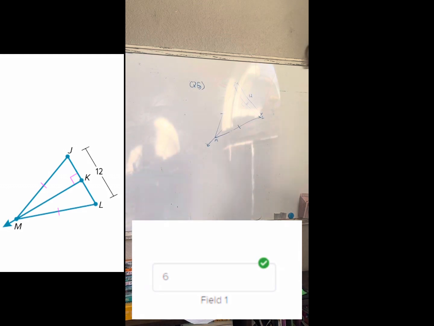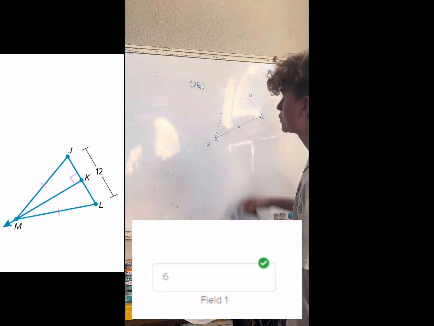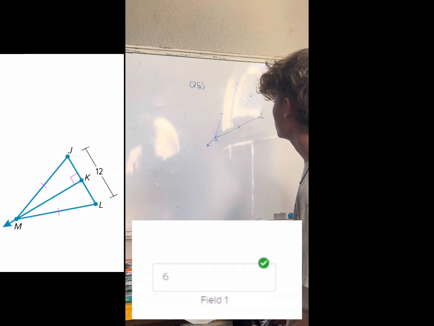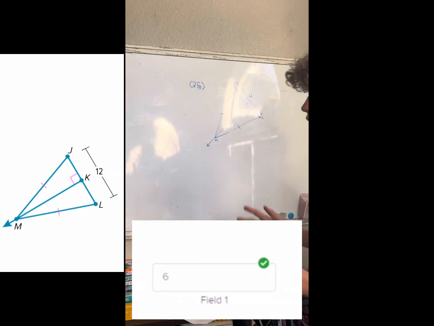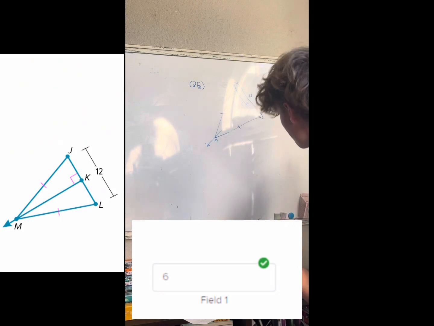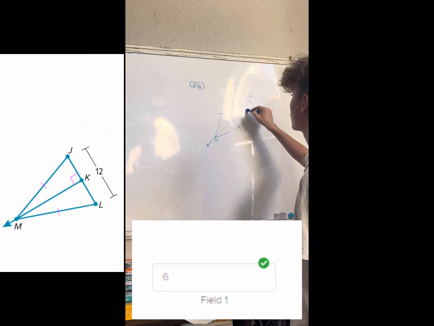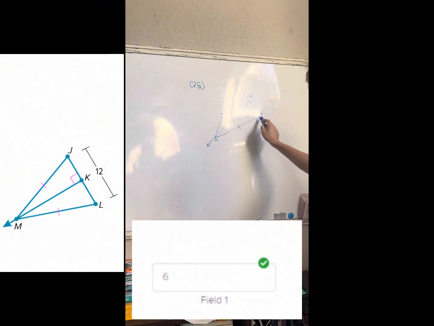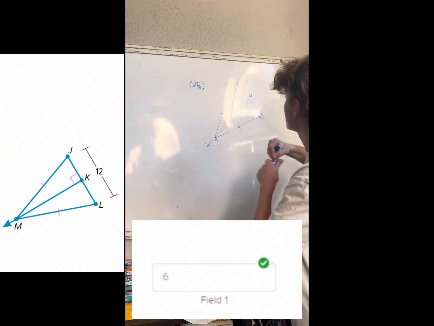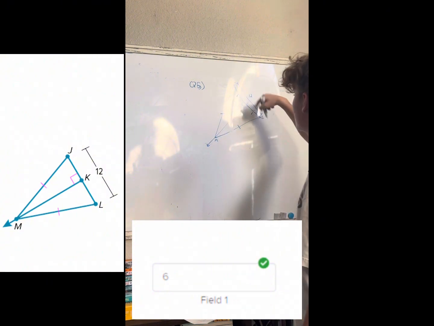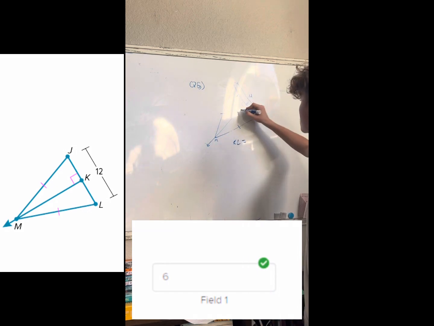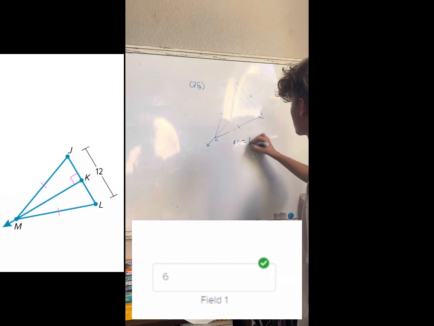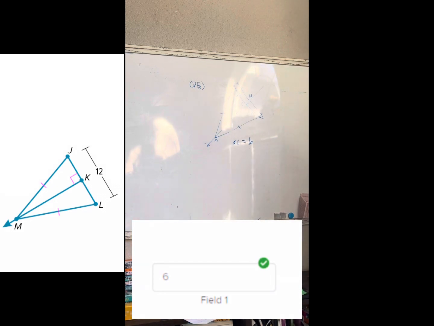So this is question 5. Here we have 2 equal hypotenuses, right? And we know this entire side is 12, okay? And we have a right angle here. Because of this right angle and equal hypotenuse, we know both of these are equal. JK and KL are equal. We're solving for KL, and because this is half of 12, it equals 6.